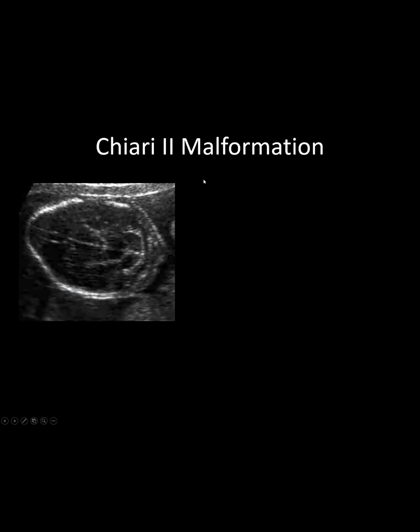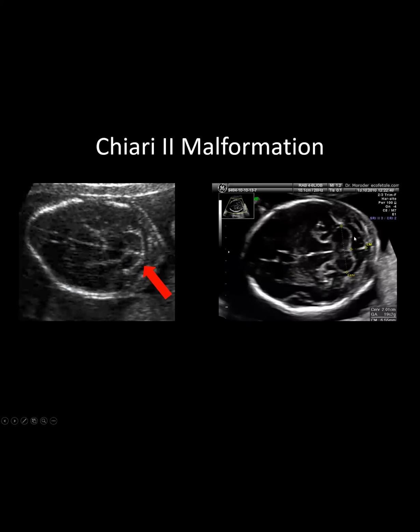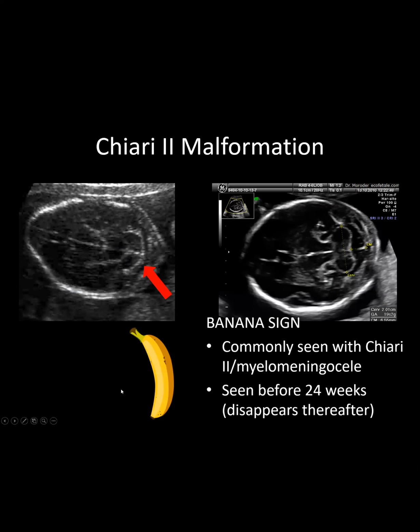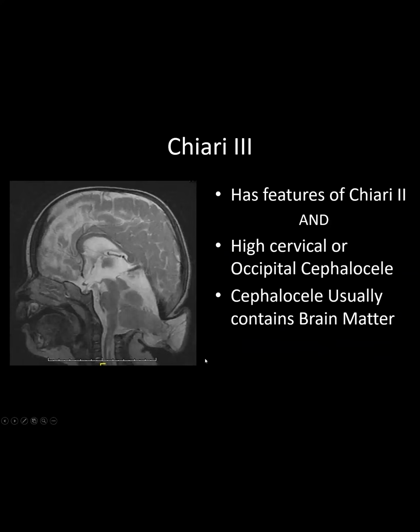This is another example, something you might see named after a fruit with Chiari 2 malformations. If you look over here, this is your cerebellum. It's normally supposed to be straight and shaped like a dumbbell. And if you look over here, it's shaped like a banana. This is the banana sign. It's something else you might see with Chiari 2 malformations and other congenital brain malformations. But this also disappears after 24 weeks. So it's something you want to see earlier on.